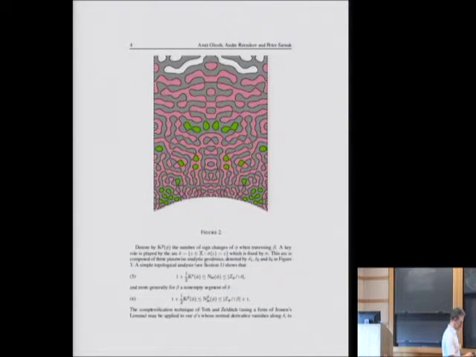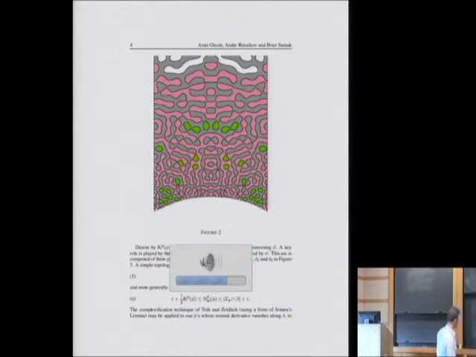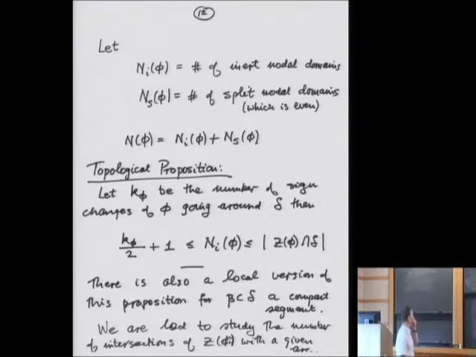Okay, so that picture tells me what the next definition is. So I'll let Ni of phi be the number of inert nodal domains, and Ns the number of split. And clearly the total number is the number of inert plus the number of split. And now I must make my confession: I have no idea how to make a split nodal domain.